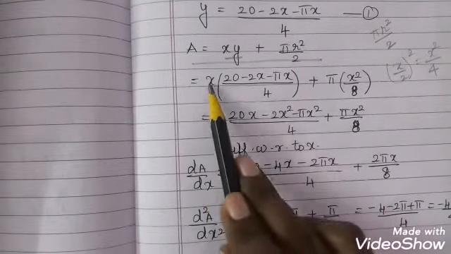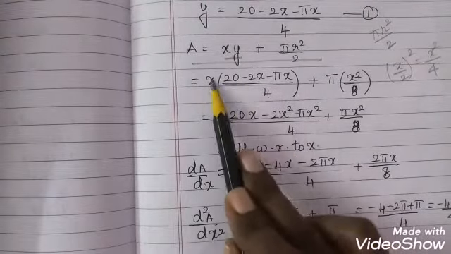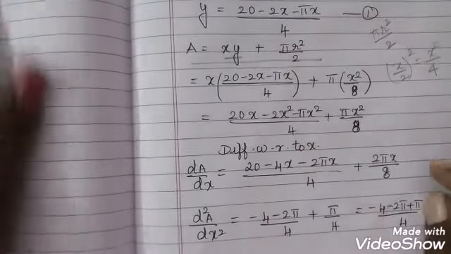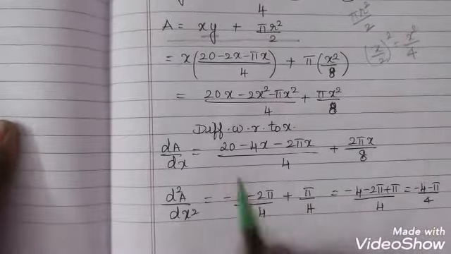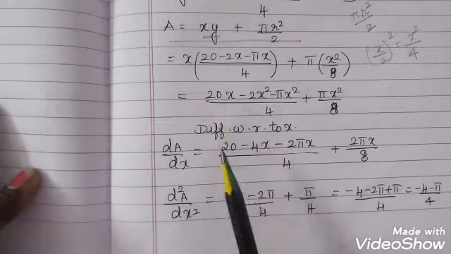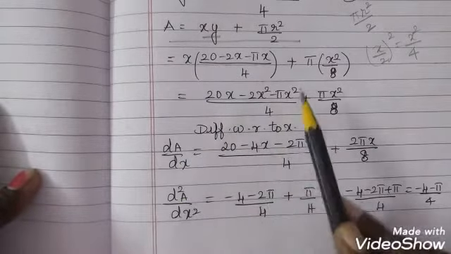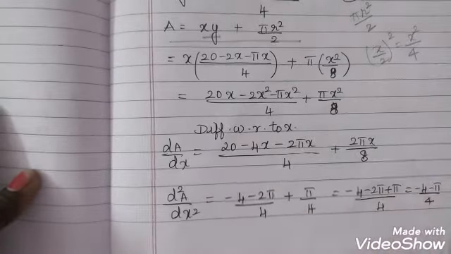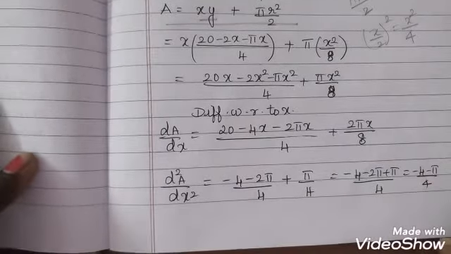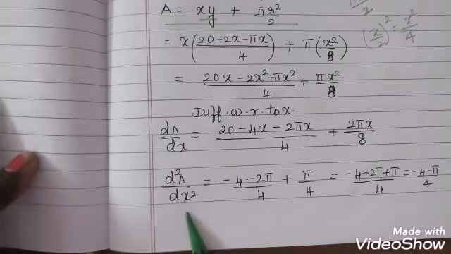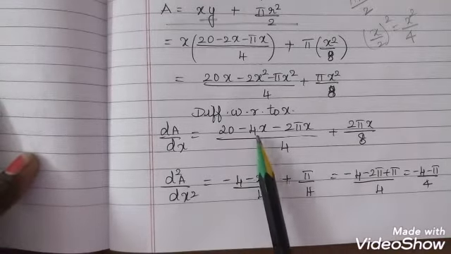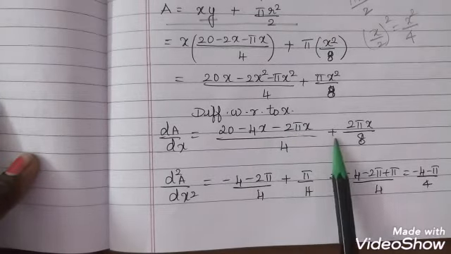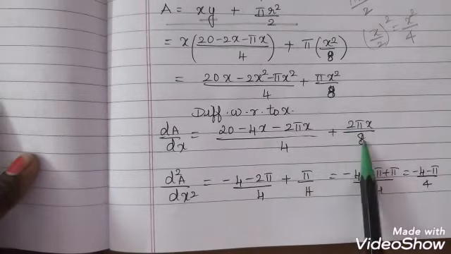Now when you multiply this, it's 20x minus 2x squared minus pi x squared by 4 plus pi x squared by 8. Differentiating it with respect to x, dA by dx is equal to 20 minus 4x minus 2 pi x divided by 4 plus 2 pi x divided by 8. Okay, so we'll find the second derivative also here. When I find the second derivative, it's minus 4 minus 2 pi divided by 4 plus 2 pi by 8 you will get.